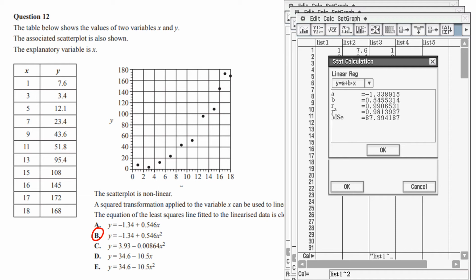Make sure your calculator is set to a plus bx, because that's the way they like it for exams, so it's an important thing to note. And you can see you've got your minus 1.34. There's your 0.546, so it gives you b as well.